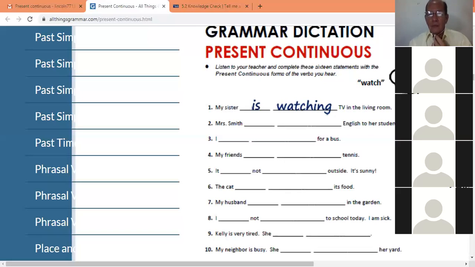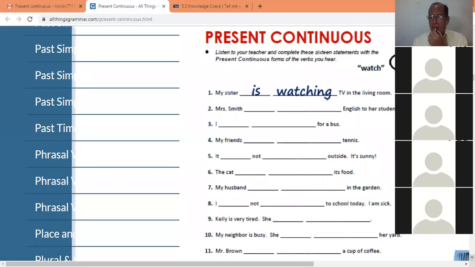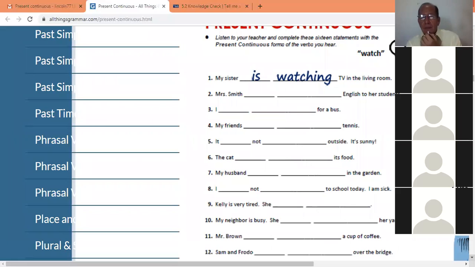The cat is food. What do you do with the food? Eat. You eat it. Eating. The cat is eating food. Okay, number seven. Wilbur. My husband is resting in the garden. Resting in the garden. Okay, good.